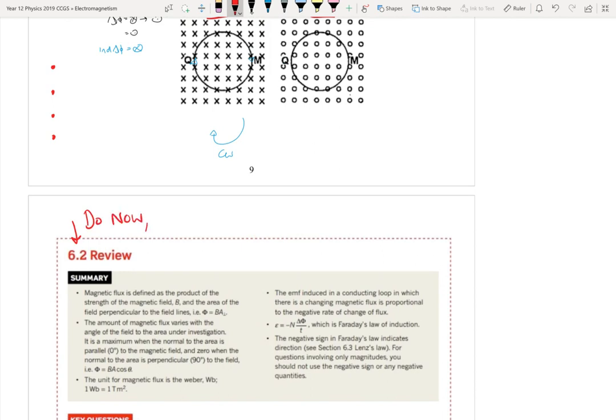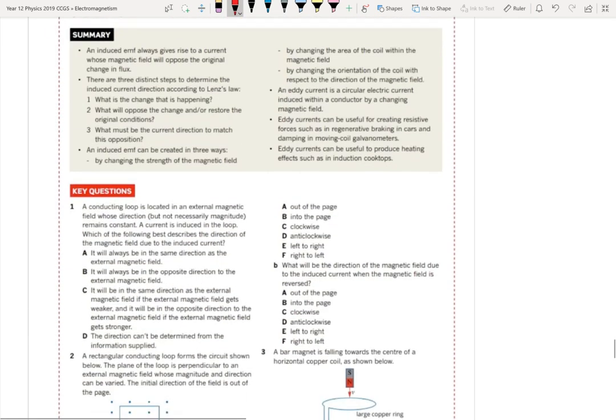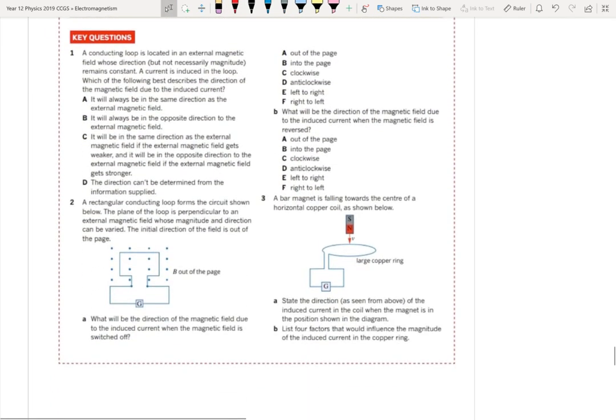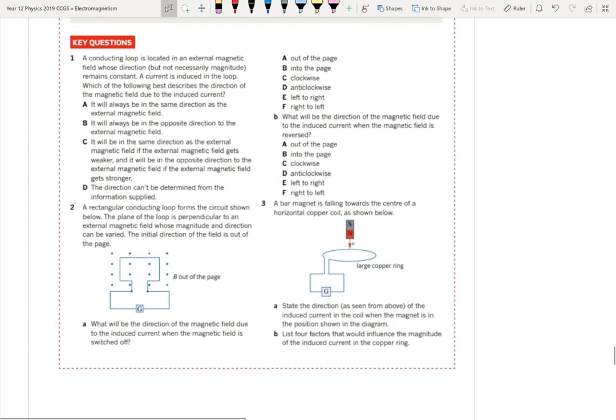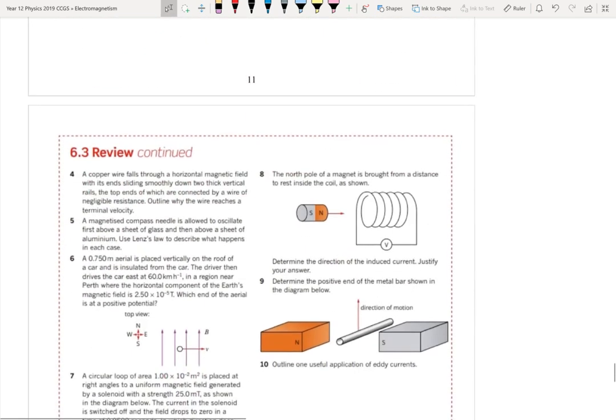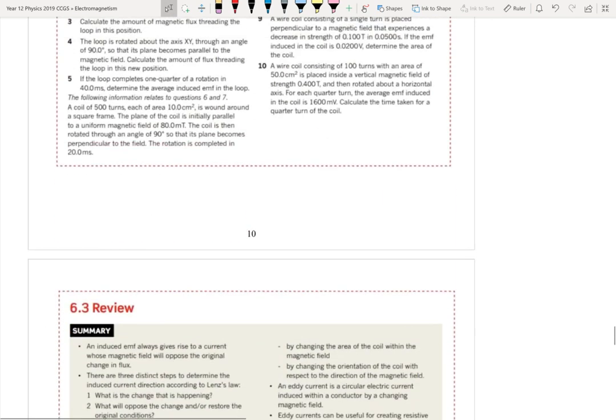So is it just 6.2 and not 6.3? Just 6.2. Oh wait, where's 6.3? That's the only thing we've done there. Let me have a look. Hang on. Where's 6.3? Oh no. Yeah, you can do that. Come on, there's like 3. Do them all. Yes, get cracking.